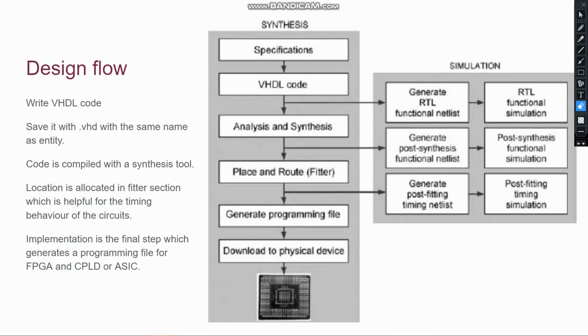And then you compile it using a synthesis tool. Then you do your fitting sections, then you do your timing behavior on the circuit, and then you generate the programming file. The programming file you can do for an FPGA, CPLD, or ASIC. What an FPGA, a CPLD, and an ASIC are is for a different video. But I think if you have come to this stage of learning VHDL, you know what these three really mean.